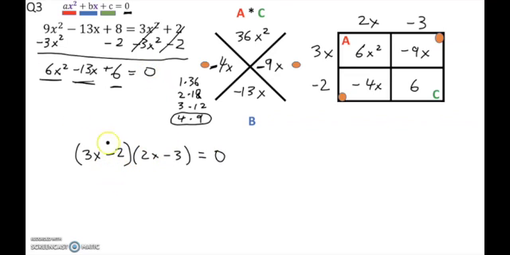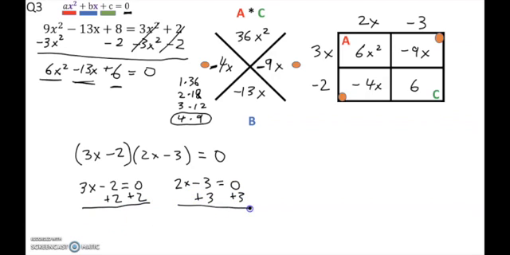Okay, so again, with the zero product property, we know that 3x minus 2 is equal to 0, as well as 2x minus 3 is equal to 0. And let's go ahead and solve for x. We're going to first move that number term to the other side by adding 3 on this one and adding 2 on the other, leaving us with 3x is equal to 2 and 2x is equal to 3.